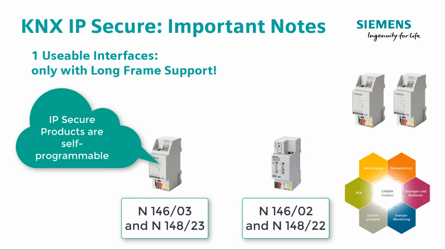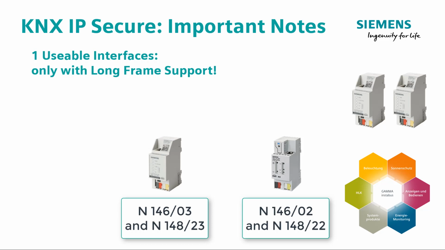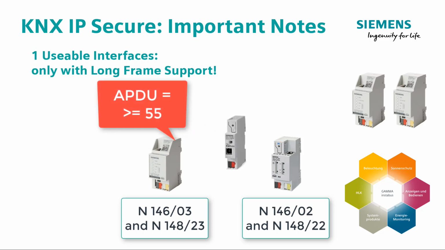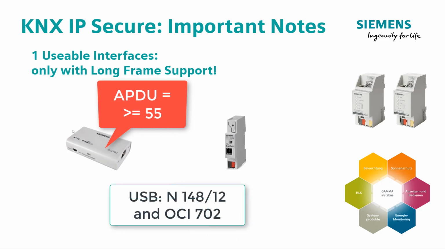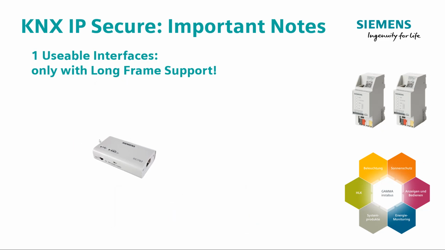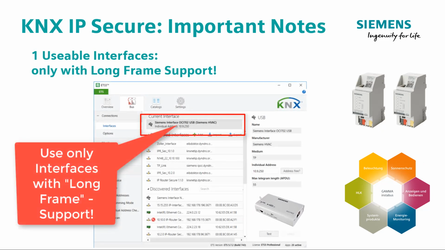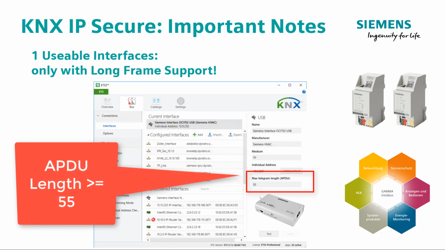If you want to use other interfaces, for example USB, please ask for their APDU length. It must be at least 55. You'll find this piece of information, by the way, also in the bus communication dialog as a property of the current interface.